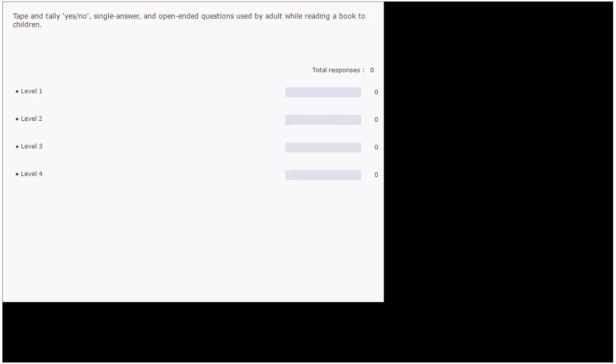Tape and tally yes, no, single answer, and open-ended questions used by the adult while reading a book to children. Okay, 80% said this is level 3. Why do you say it's a level 3? Because I'm actually doing an observation and looking at that behavior change. That's exactly right. You're actually doing an observation and looking at the behavior change.